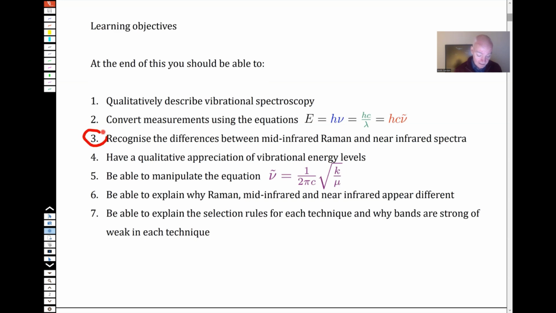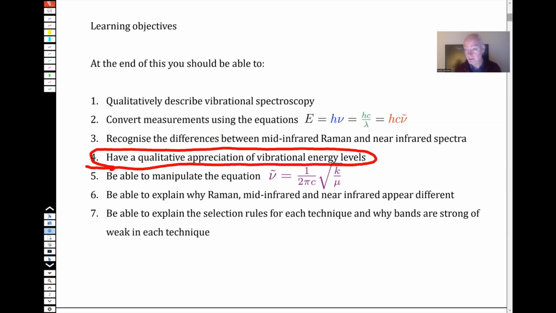The other thing then, and maybe this is newer to you, I think, is to recognize the differences between mid-infrared, Raman, and near-infrared spectroscopy, to recognize those spectral differences and to be able to identify, if you like, those different types of spectra. Then to have a qualitative appreciation of vibrational energy levels. So again, that means to be able to diagrammatically explain the sort of thing that's going on with vibrational energy levels.